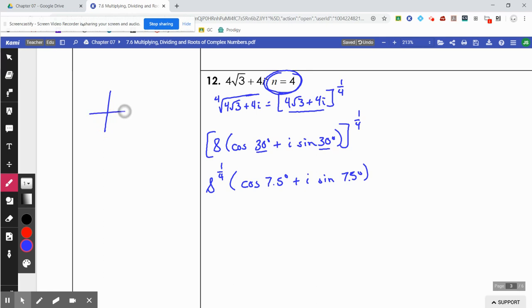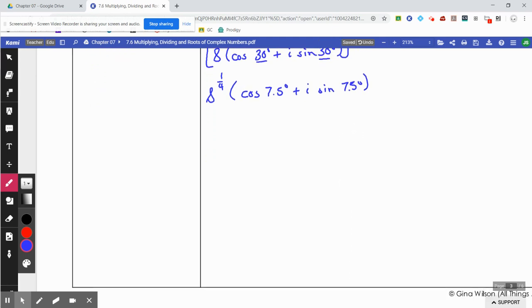However, we have 4 different roots, and where are those roots going to occur? One trip all the way around would be a 360-degree trip. However, we know that we're going to have 4 roots, so take and divide that by 4. We're going to have a root every 90 degrees. That's all you have to do there. So our next root's going to occur 90 degrees later. So it'll occur at 8 to the 1/4 power, same modulus, cosine of 97.5 plus i sine of 97.5.